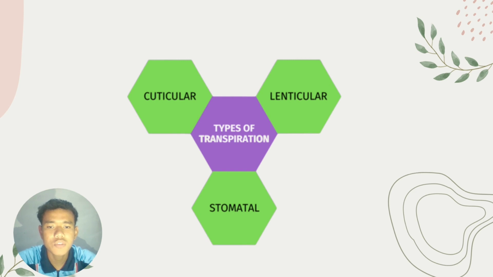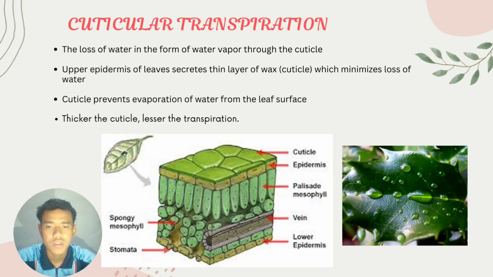There are three types of transpiration, which are cuticular, lenticular, and stomatal. Let's go through them one by one. First is cuticular transpiration, the loss of water in the form of water vapor through the cuticle. The upper epidermis of the leaf secretes a thin layer of wax, which minimizes loss of water. The cuticle prevents evaporation of water from the leaf surface. The thicker the cuticle, the lesser the transpiration.